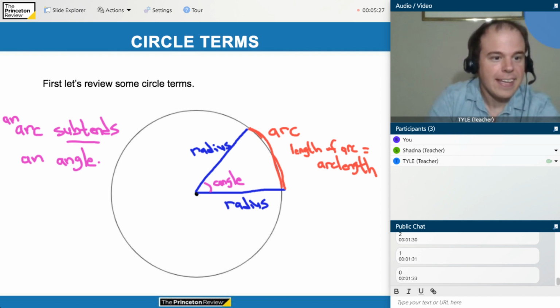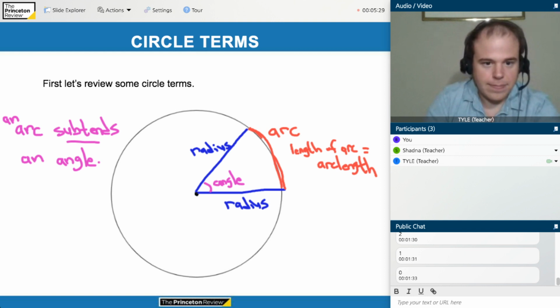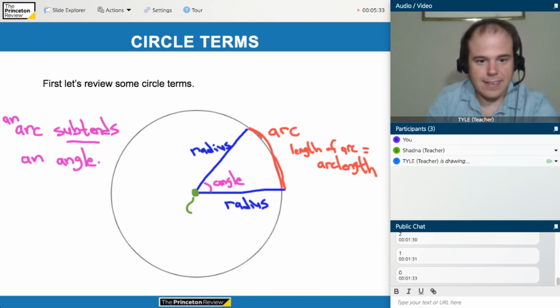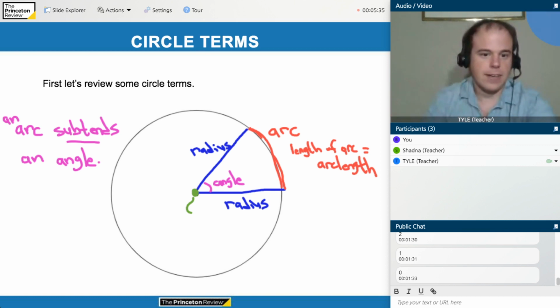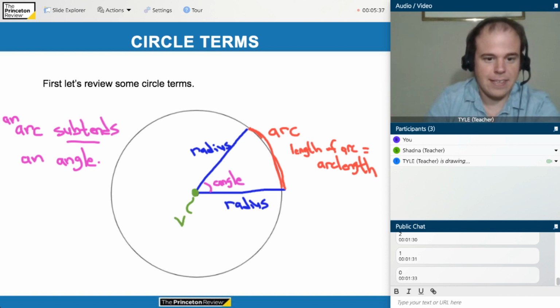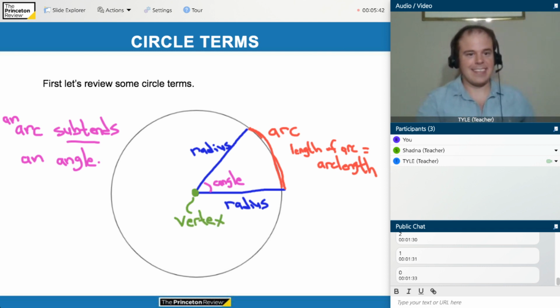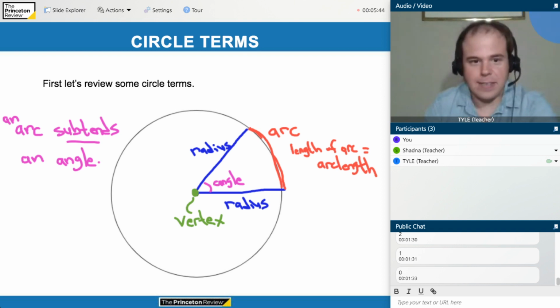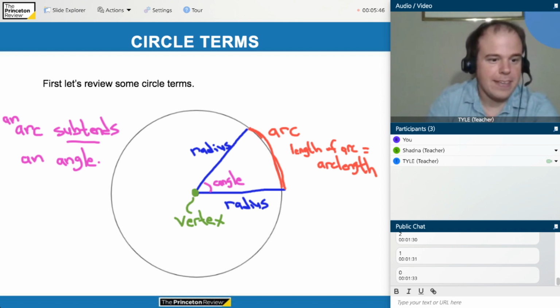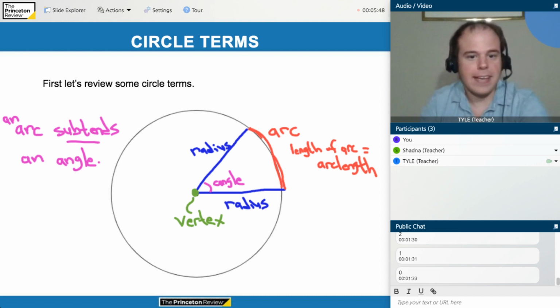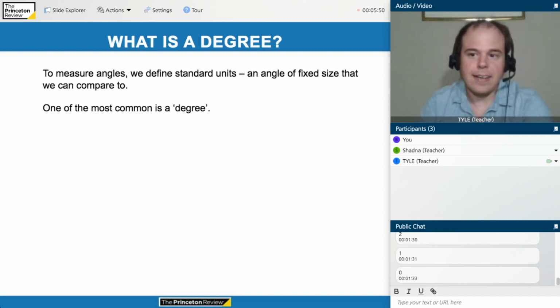And then finally, the point where the two radii come together, the two arms of an angle in general, is called the vertex of the angle. So just some basic terms about a circle that I may be using as we go through the next few slides. Now let's talk about how to measure angles.